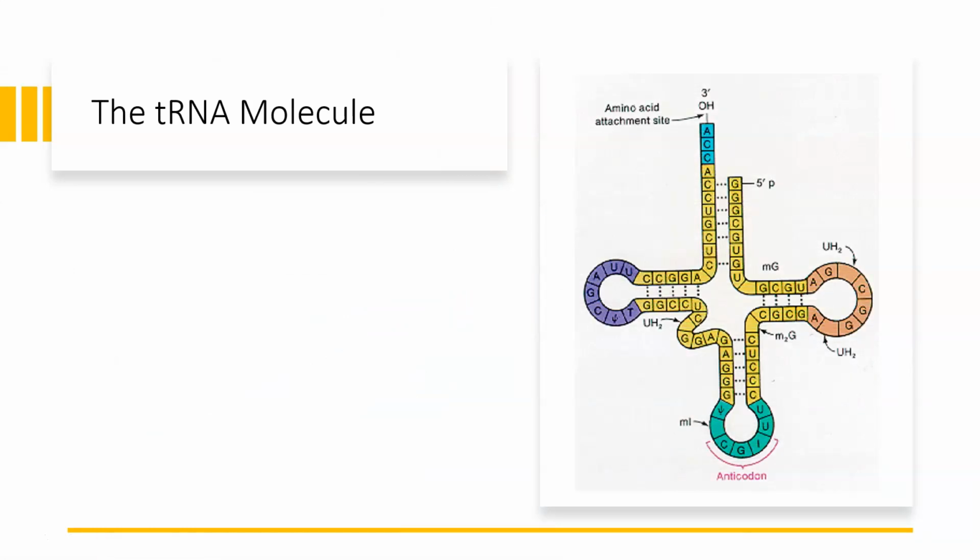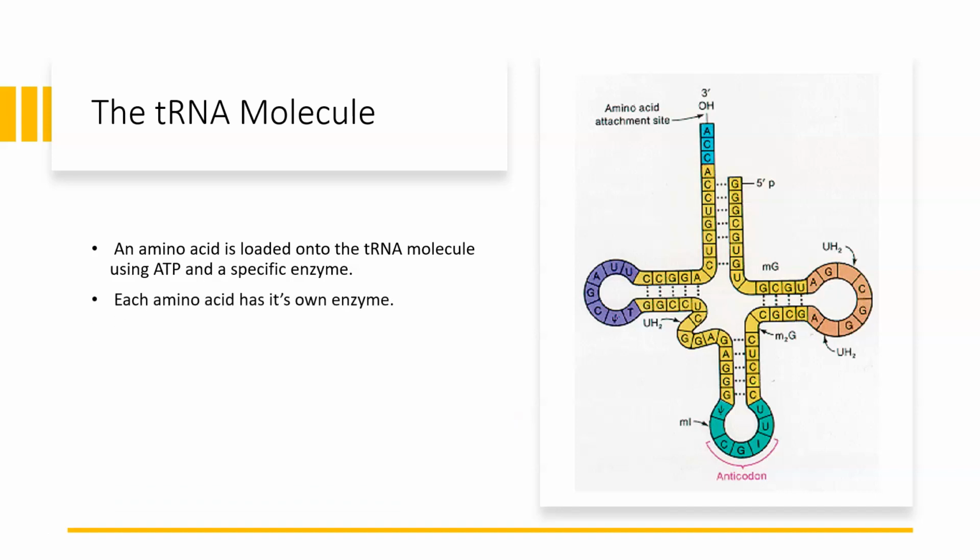Alrighty, so to think in this way, we need to think about our tRNA molecule. Okay, and an amino acid is loaded onto the tRNA molecule using ATP and a specific enzyme. So it does require energy for this to occur. We've talked about that. Each amino acid has its own enzyme. 20 amino acids, 20 different enzymes.